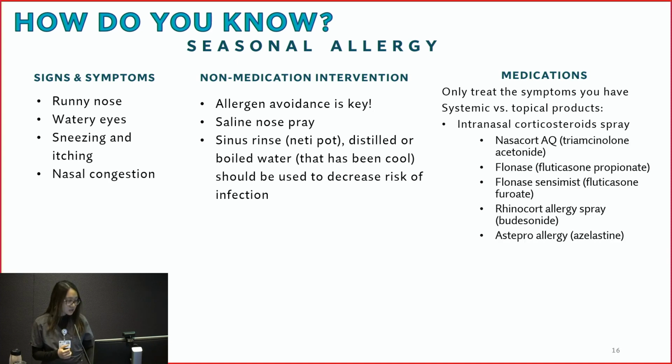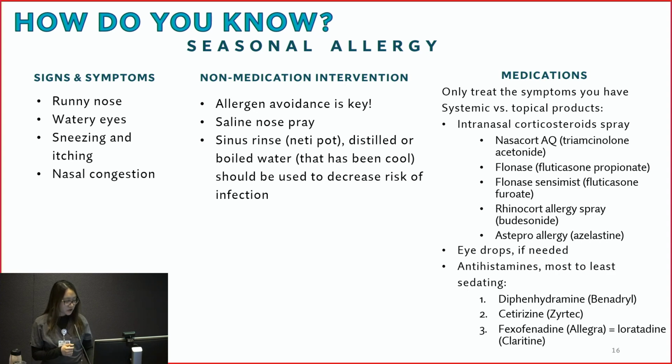Versus the topical products, we have here the intranasal corticosteroid sprays. The first four products are just common over-the-counter products like Nasacort AQ, Flonase, Flonase Sensimist, and Rhinocort allergy sprays. Those are for the localized effects, if you have nasal congestion or sinus pressure around here. And the last product here is Astepro. It's actually an antihistamine, so if you have any itchy sensation, that could help too. And then, like I mentioned earlier, if you have red or itchy eyes, eye drops could be an option.